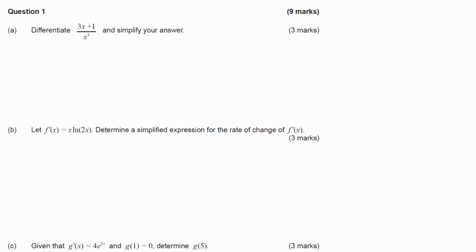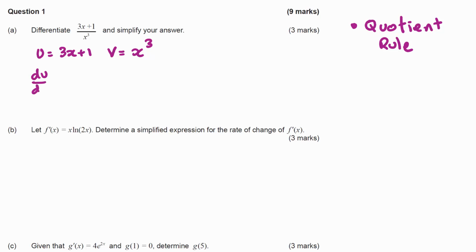We want to differentiate (3x + 1) over x cubed and simplify our answer. The key point here is that we need to recognize that we should be using the quotient rule. So if I say that u is 3x + 1 and that v is x cubed, then du/dx is equal to 3 and dv/dx is equal to 3x squared.